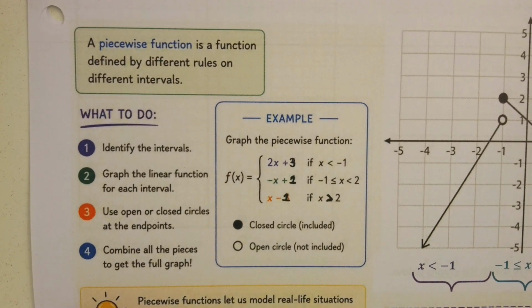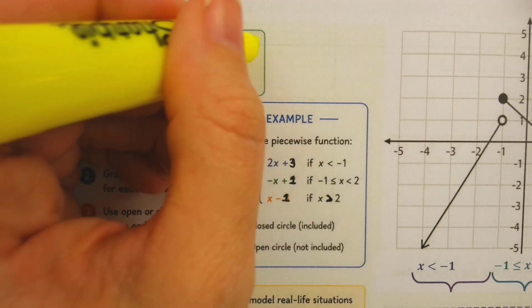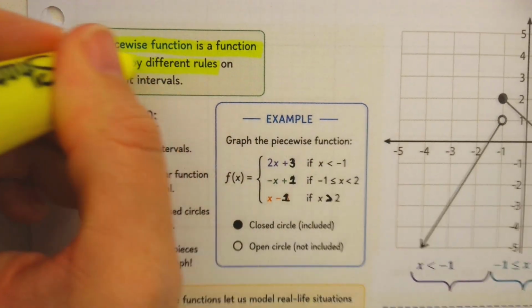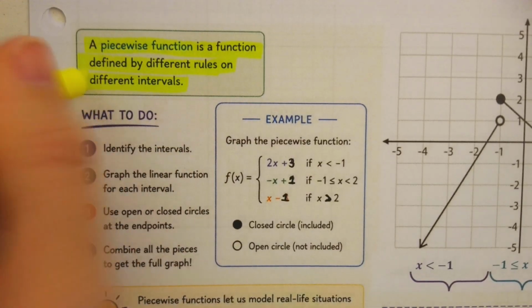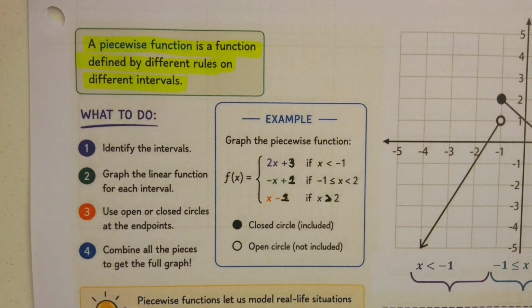It's a function that is defined by different rules on different intervals. That means it has different equations graphed on different domains. There's different little pieces of it, different equations graphed on different domains. It still can pass the vertical line test. It can still be a function.